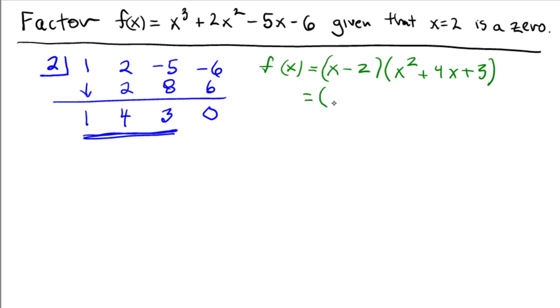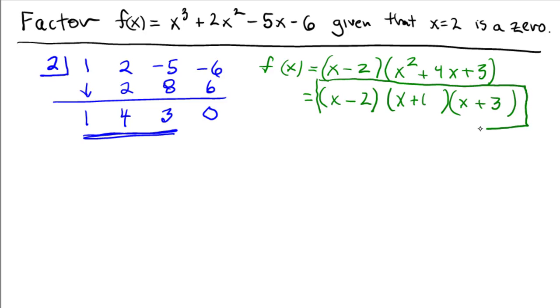Well, not technically, because we can factor that leftover quadratic a little bit further, right? Because what two numbers do we know and love that multiply to be 3 and add up to be 4? That would be x plus 1, x plus 3, because 1 times 3 is 3, and 1 plus 3 is 4. So the final factoring over the real numbers would be x minus 2, which we were given, x plus 1, and x plus 3.